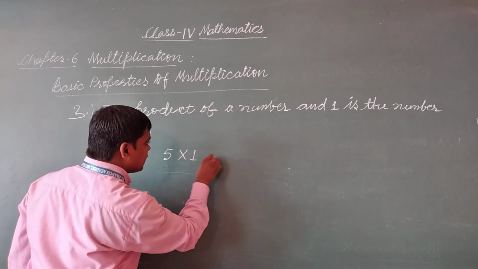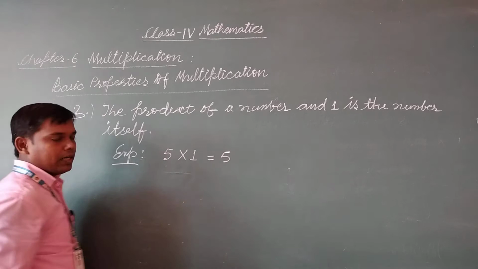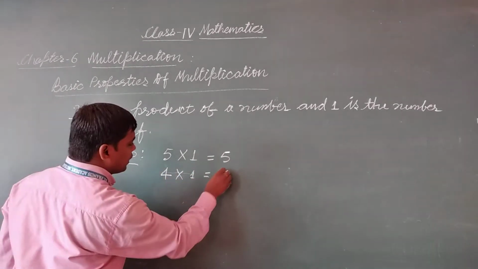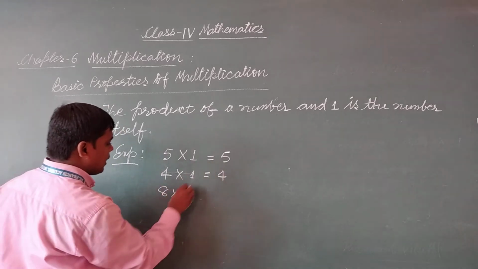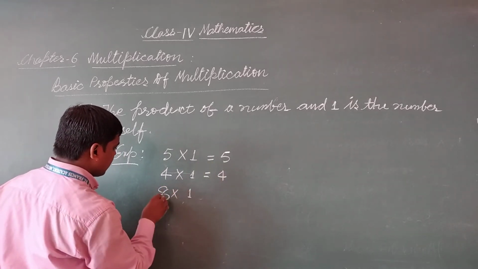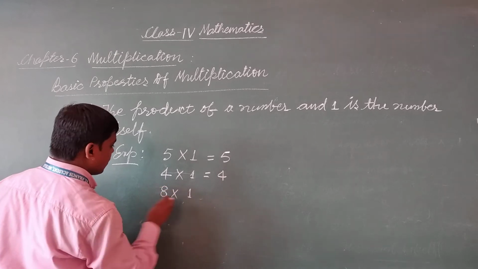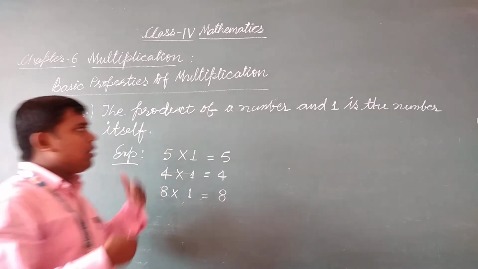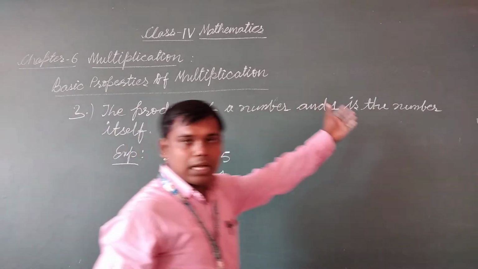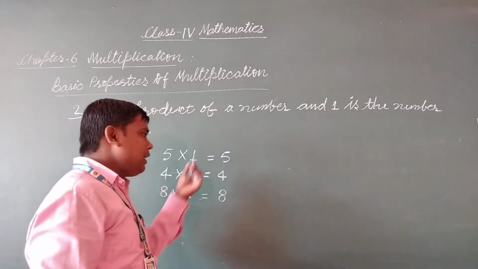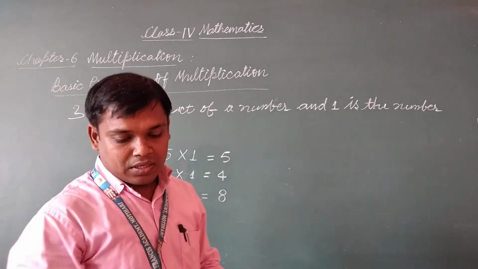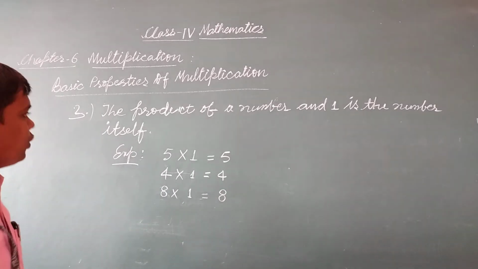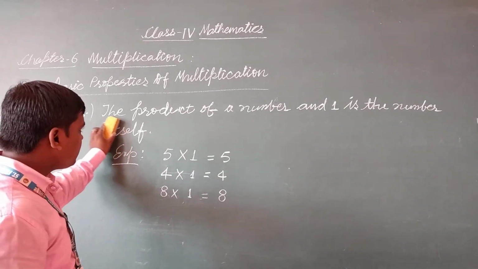The product is 5. 4 multiplied by 1, the product is 4. 8 multiplied by 1, the product is 8. Means if we are going to multiply a number and 1, the product will be the number itself.